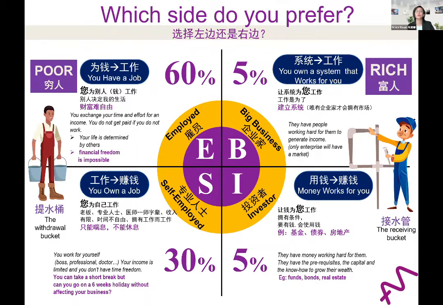Do you want to move to the right? So tell them what the right is. Wow, big businesses. Who are these 5% people? You own a system that works for you. Don't you think it is nice that they have a system, they have people working for them to generate the income? So this is for big businesses.